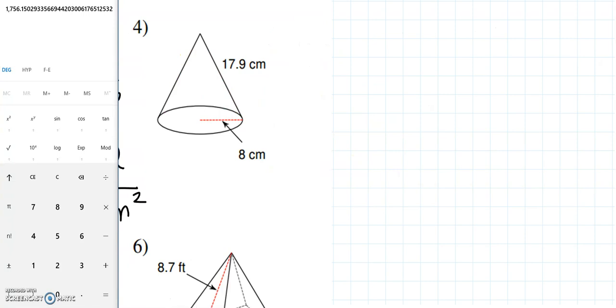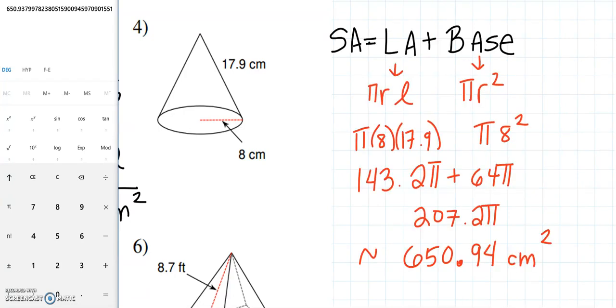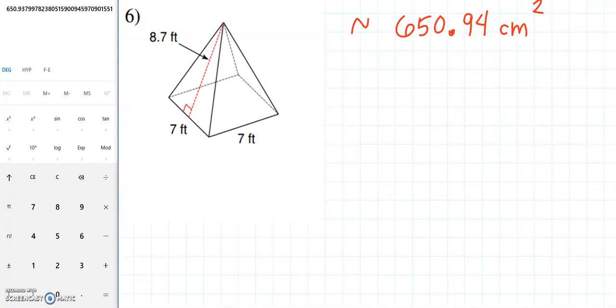Now take a look at number 4, pause the video, look at the notes, and try it for yourselves. Welcome back. You should have gotten about 650.94 centimeters squared if you round to the nearest hundredth and you multiply in pi. Check your work. If this is what you got, great. If not, see what I did and see where you may have made a mistake. Let's try another one.